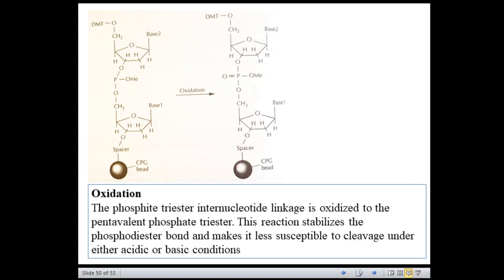The coupling efficiency of each cycle can be determined by spectrophotometer in an indirect way, by monitoring the amount of trityl groups that has been released. How many trityl groups are released gives an indication of how many molecules have been coupled. So that is an indirect way of measuring the coupling efficiency. For example, say the efficiency is 99% at each cycle.